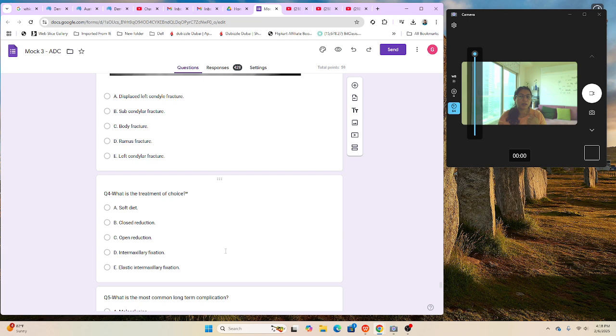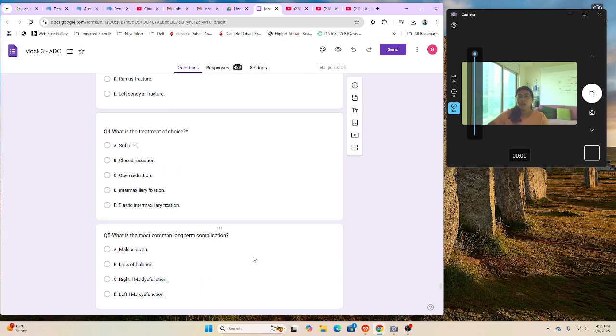So even if you mark closed reduction or open reduction in my mock, it's okay. But just see the X-ray because it's based on the X-ray that you're going to form the answer. But looking at the way the mouth is open and cannot be closed, and you can actually see the open line on the X-ray, I would go for an open reduction as the answer.